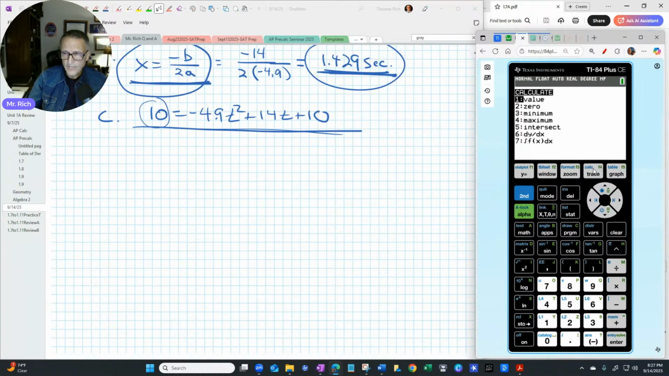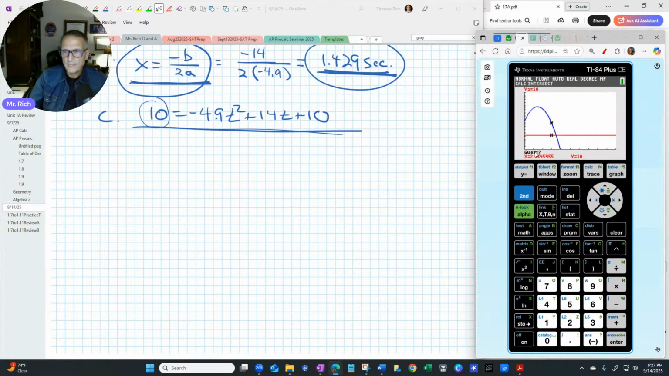I do second function calc, and I want to find an intersection. So I'm going to hit 5 until it finds the intersection. And again, it says, am I on the first curve? Well, you can't see the blinking cursor because it says x is 5 and y is negative 32. So it's way down below our screen. So I'm going to come left. So I'm going to tell it, yes, you are on the first curve. I hit enter. And now it says, am I on the second curve? There are only 2 curves, so that's the second curve.